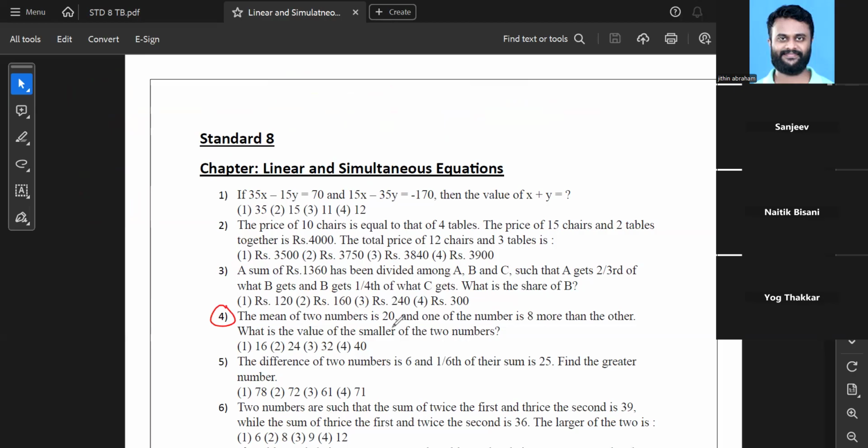The mean of the two numbers is 20. Let me just define the two numbers as x plus y. So mean means what? Add and then divide by 2 is equal to 20. They've already said the mean is 20. Mean means average. I hope this is clear for everyone.